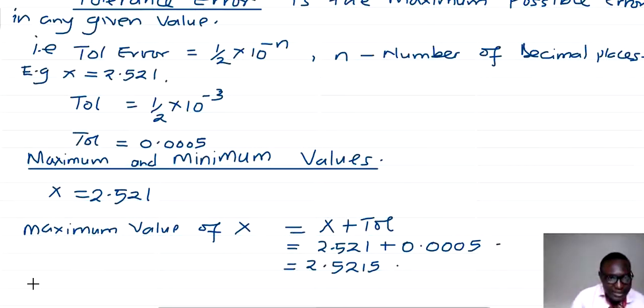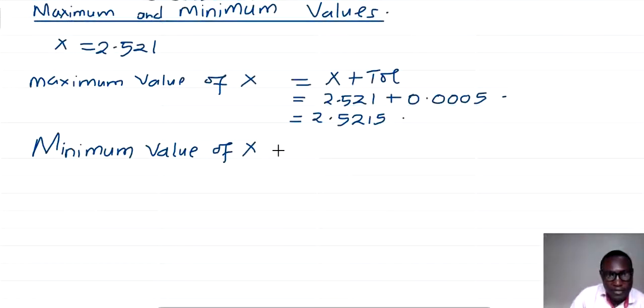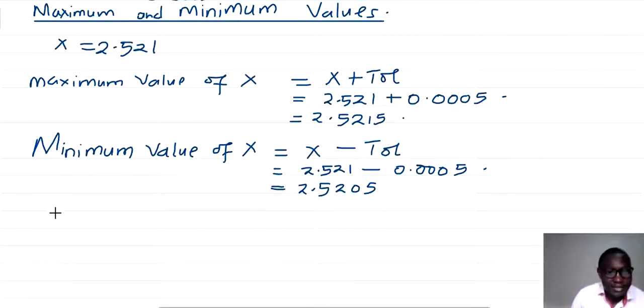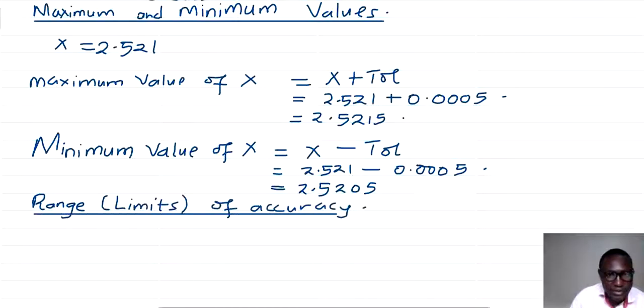We can as well get the minimum value of x. Minimum value of x is going to be x minus the TOL, the tolerance error. So this is going to be 2.521 minus the tolerance error, which is 0.0005. Okay. So when we subtract on our machines, we shall be getting 2.5205. So this here is the maximum value and this here is the minimum value. From here we can get the range within which the value lies, or limits. Range or limits of accuracy.